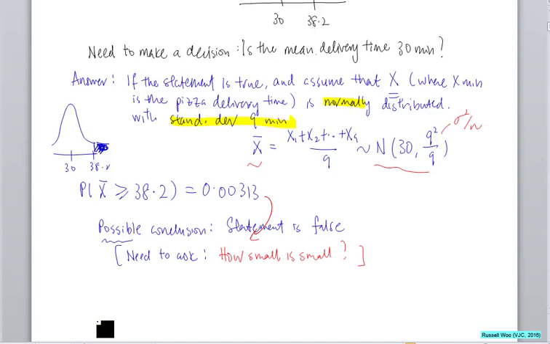Then, after you collect data from here, you got 38.2. Then you get a probability so small. Then you can say with confidence that, look, this one is too small, smaller than 0.05. Therefore, these deliveries are lousy, greater than 30. Right.